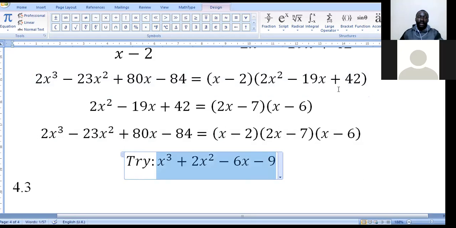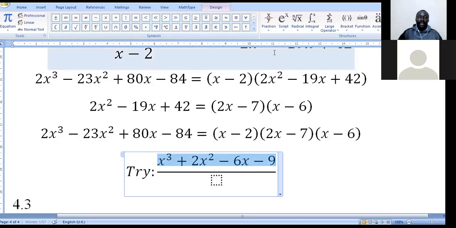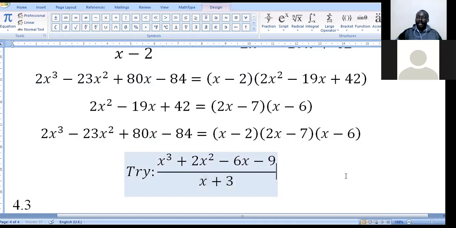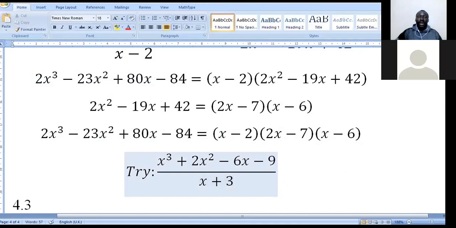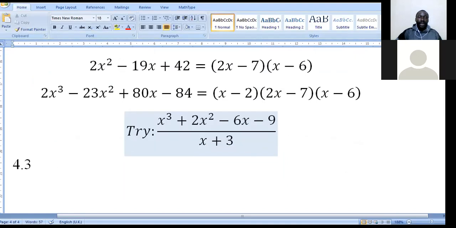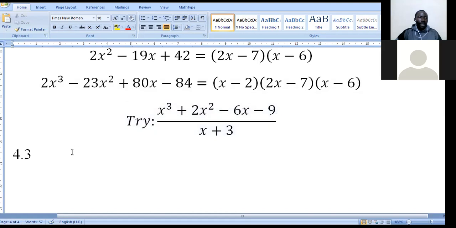Try it how? By dividing. You try to divide this by x plus 3. Yeah, do that right away. Some other time, possibly later, just to get used to how to deal with this type of question here, so that we can move to 4.3.